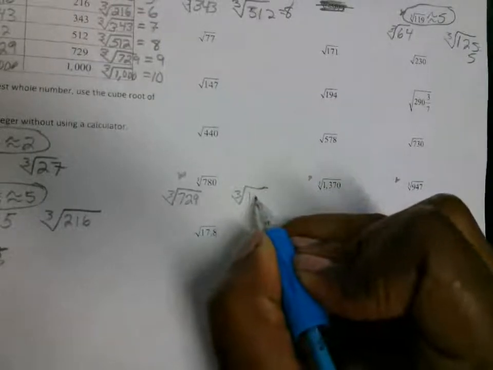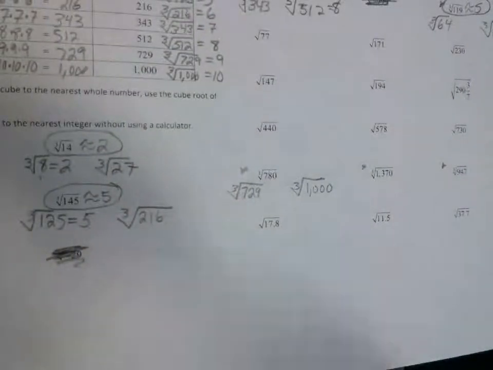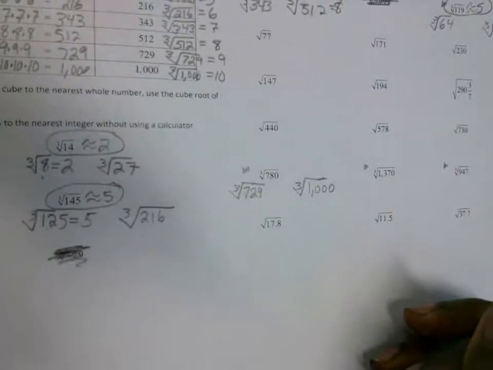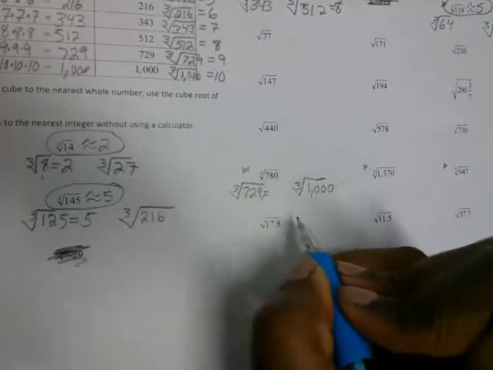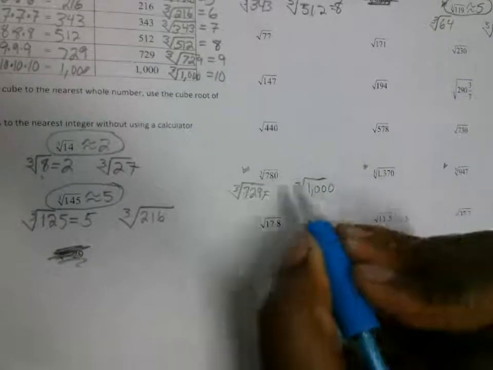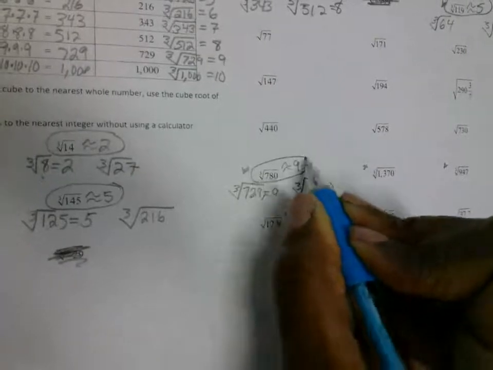729 and 1,000. Good job, Jaden. See, that's better. All right. So which one is it closest to? Which one is it closest to? And what's the cube root of 729? 9. So it's about 9. All right, it's about 9.